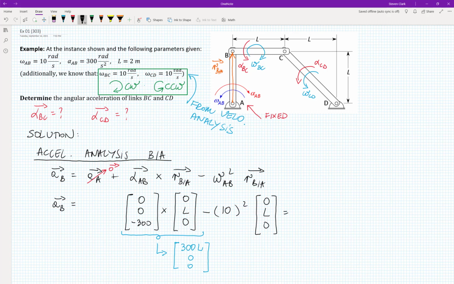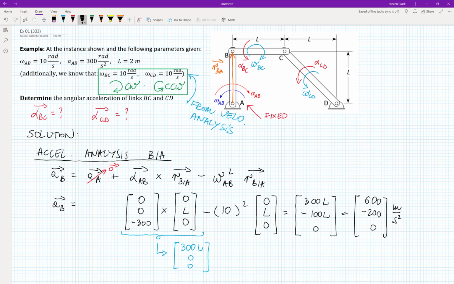Okay, so let's put everything into one bucket. Our AB is equal to 300L minus 100L. And L is 2 meters, so our AB is 600 minus 200 meters per second squared. Okay. Any questions about what happened on the board? Okay, so all of a sudden we know the acceleration of point B.